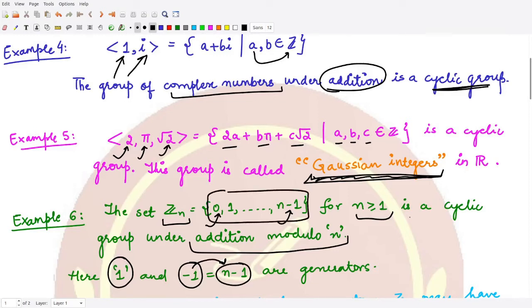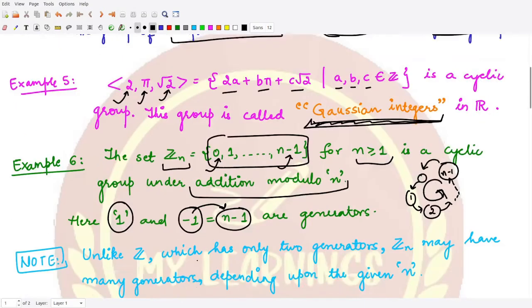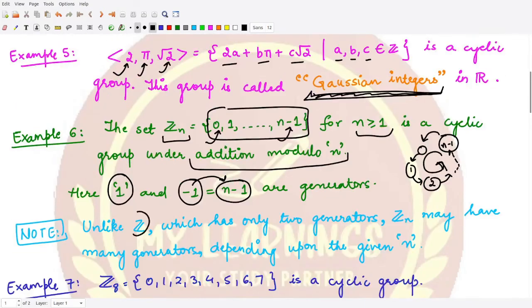So this is a cyclic group because you start from 0, then you have 1, then you have 2, and you move forward like this, and finally you would have n-1, and then the next digit would be 0 only. So you see this forms a cyclic group like this, and moreover it has generators 1 and -1. And you should note that unlike the set of integers which only have two generators 1 and -1, this set of addition modulo n could have many generators. That will depend on what n is given to you, right?